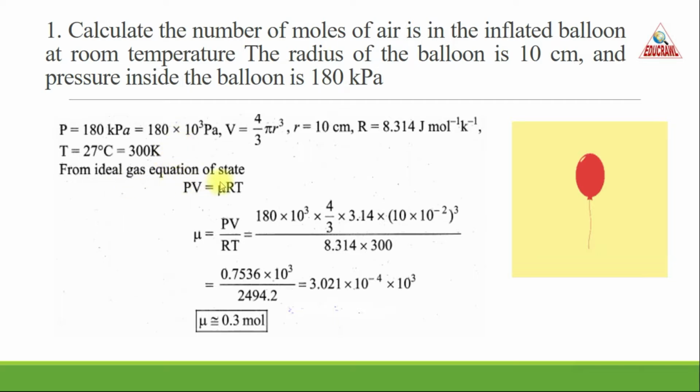The formula we are going to use is the ideal gas equation, which is PV is equal to mu RT. Here we have to calculate the number of moles. So we rearrange this formula for finding mu as mu is equal to PV by RT. Now substituting the pressure value, volume value, real gas constant value and temperature value in this equation and simplifying, we will get the number of moles approximately as 0.3 mole. Mere formula substitution problem.